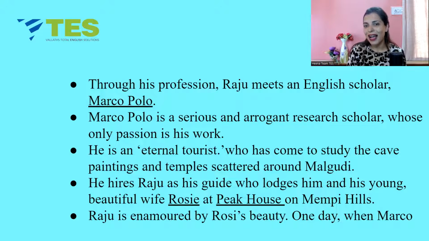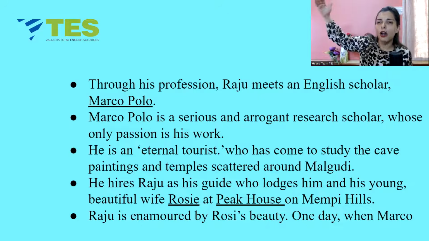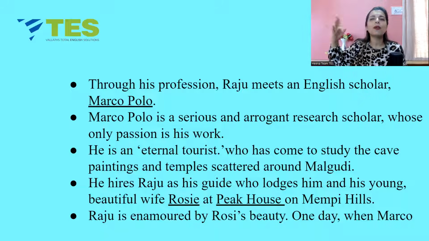He hires Raju as his guide, who lodges him and his young, beautiful wife, Rosie, at Peak House in Mempi Hills. Remember, Rosie की entry हो गई है novel में. Rosie is the novel's heroine, so you should know this. And Rosie is the wife of Marco Polo, the scholar. Okay, so Raju is their guide, and Raju lodges them at a place to stay. The name of that place is Peak House, and it is located on Mempi Hills. These hills are beautiful hills on the outskirts of Malgudi.